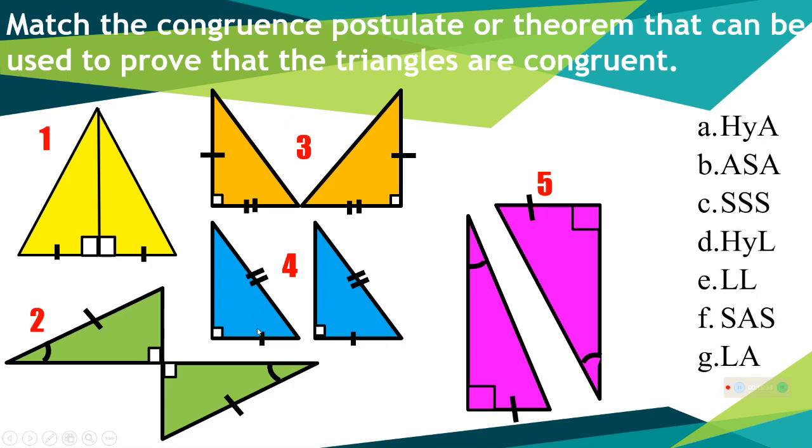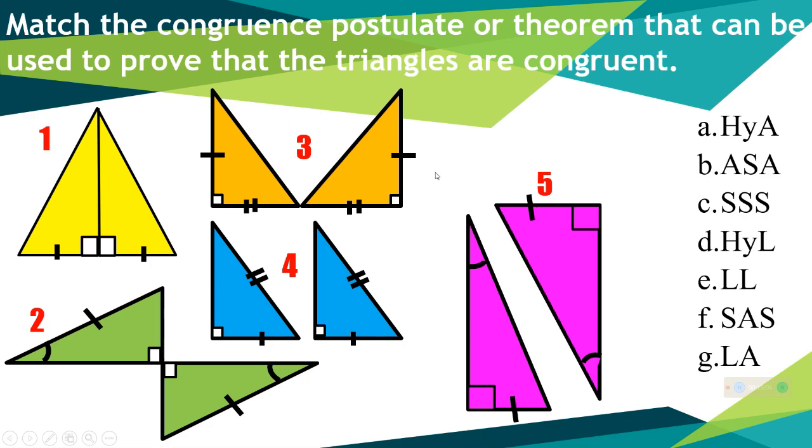How about number 4? What parts are given the tick marks? Yes, they are the hypotenuse and the leg. So that's why this is letter D, the HYL. And for the last, number 5, what parts are given the tick marks? Okay, so we have here the leg and acute angle. So this is letter G, LA.